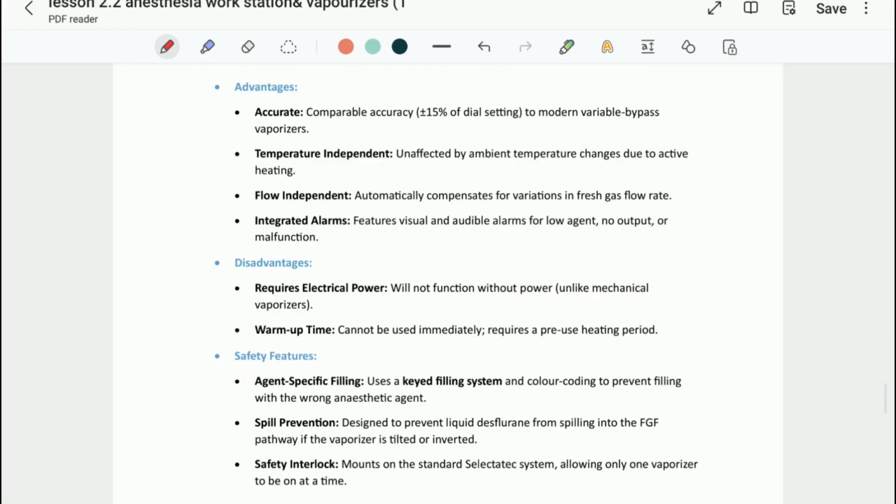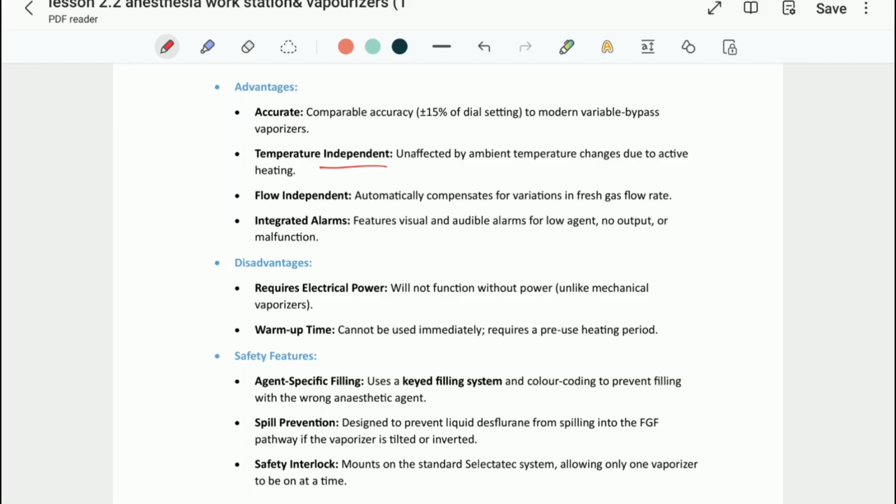The advantages of the desflurane vaporizer include that it is accurate. It has a comparable accuracy to modern variable bypass vaporizers. It is temperature independent. It is unaffected by ambient temperature changes due to active heating. It is also flow independent. It automatically compensates for variation in the fresh gas flow rate. And it also has integrated alarms, which feature visual and audible alarms for low agent, no output or malfunction.